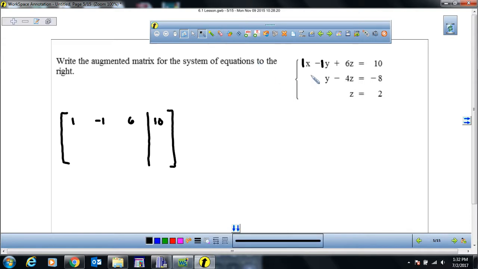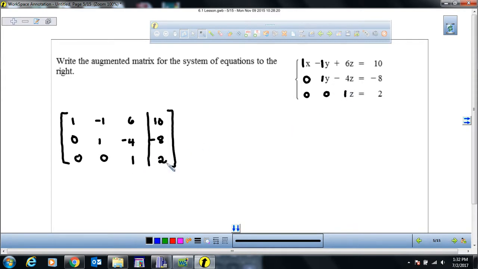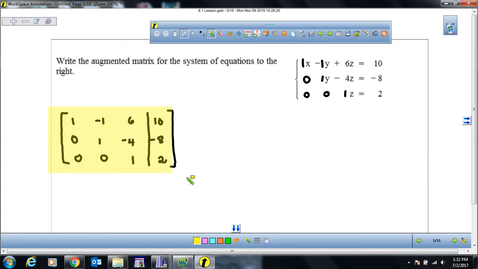Now look at the middle row. There is no x, meaning that the coefficient of x is 0. So we put a 0, then the coefficient of y is 1, then -4 for z, and then -8 for the constant. Now, if we look at the last row, there is no x or y, so both of them are zeros. So we have a 0, a 0, then z has a coefficient of 1, and then the constant is 2. So this is the augmented matrix for this system of equations.